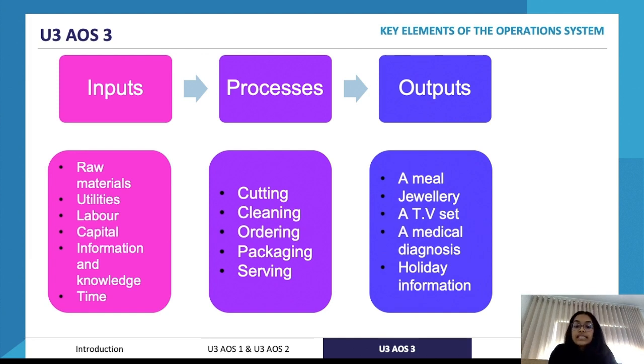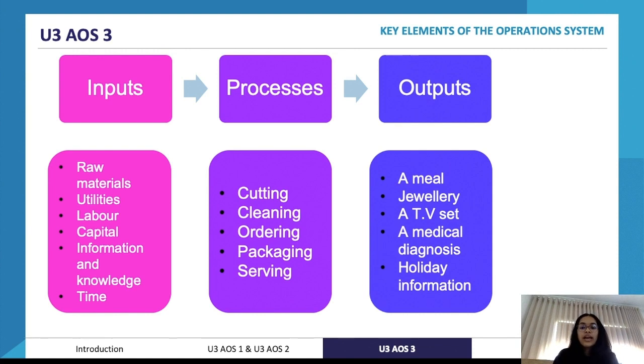Then we have processes. So this is turning your inputs and then creating your outputs. So processes could be cutting, cleaning, ordering, packaging, serving. So literally using your inputs to create the final outputs, and then the output is obviously the final good or service. So it could be a meal, it could be jewelry, it could be a TV set, it could be a phone, it could be a house, it could be holiday information, it could be making a bank account, it could be a medical diagnosis.